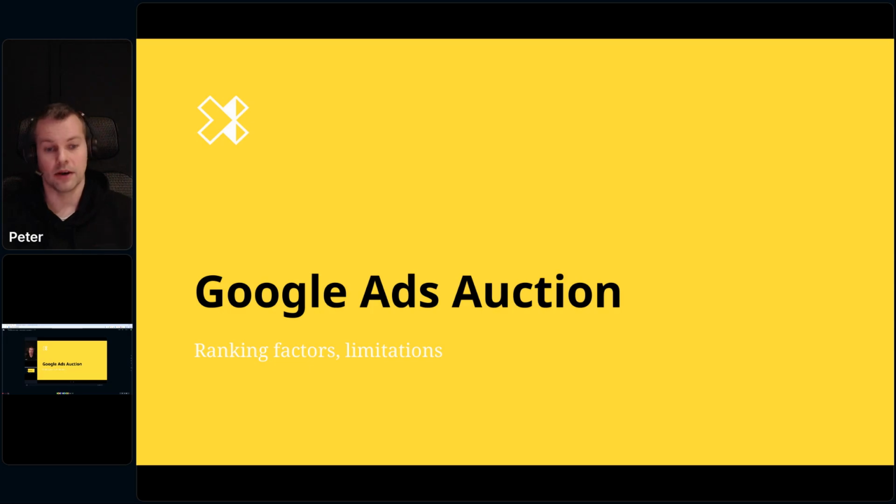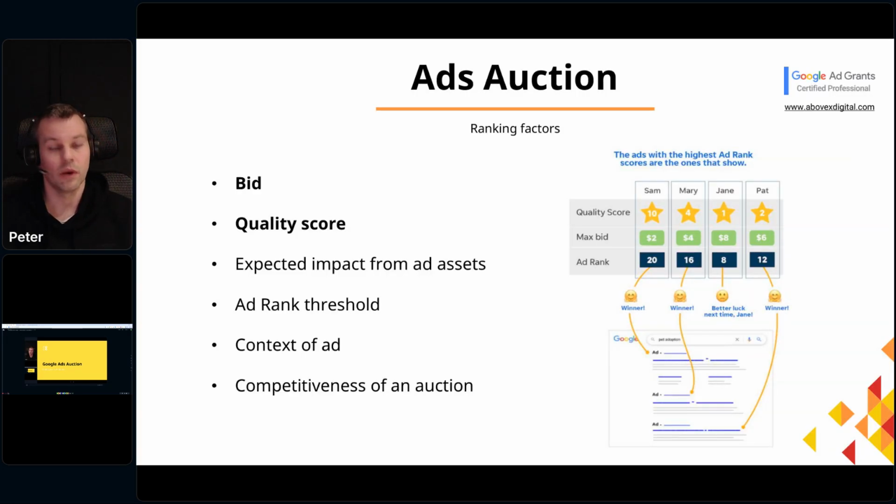All right, and now the auction. What it is and how it works in a nutshell is a more complex topic, but this will really give you a decent foundation of how it works. So the ad auction is basically a space where Google determines which ads serve in which position, right?